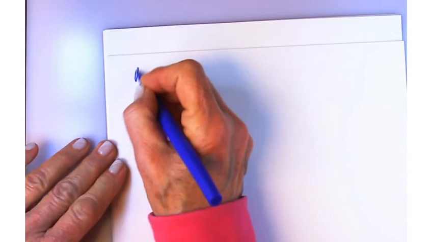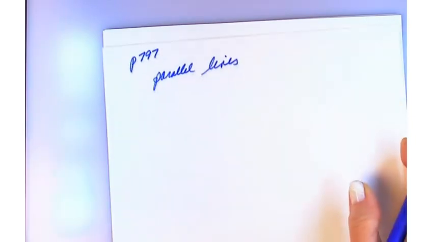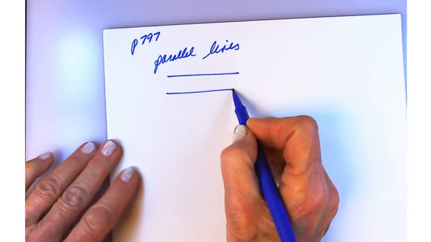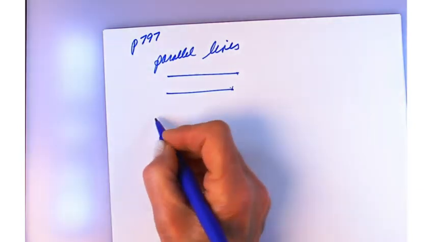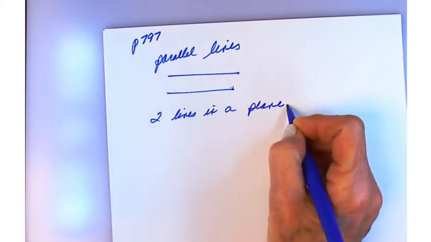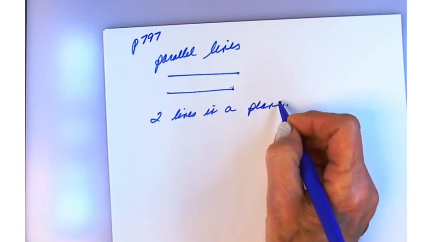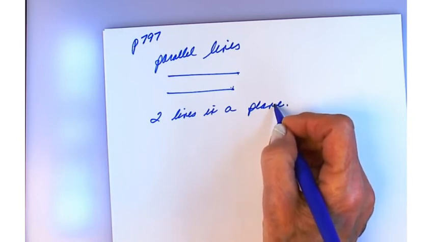So let's talk about parallel lines. Let's talk about what are parallel lines. Page 797, parallel lines. All of you know what parallel lines look like. It could be the floor and the ceiling, for example. That's a good example of parallel lines. Parallel lines are two lines in a plane that never intersect. Correct, on the top of page 797, two lines in a plane that never intersect.